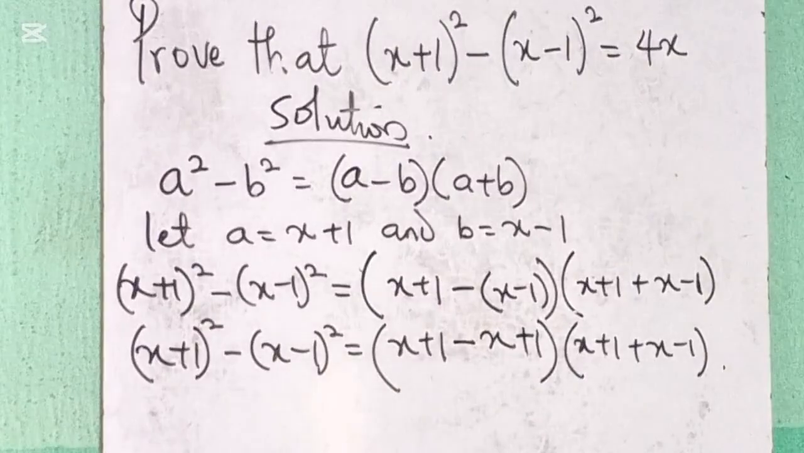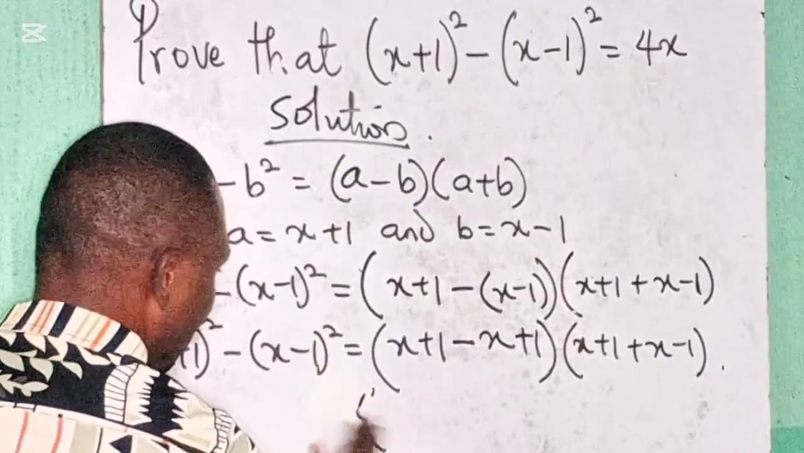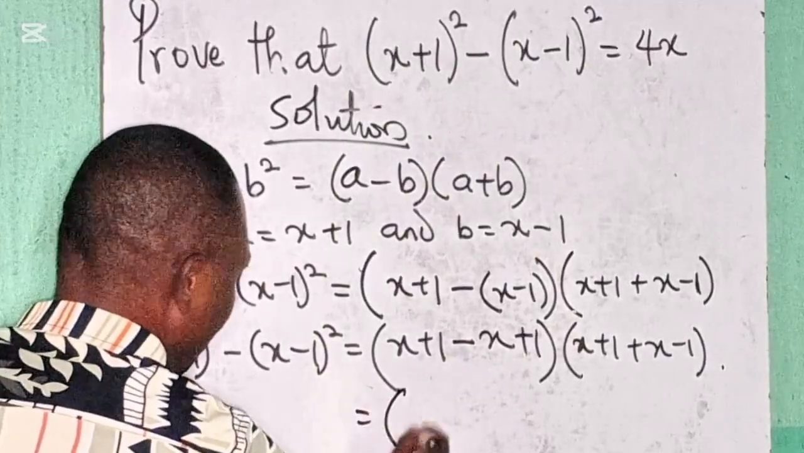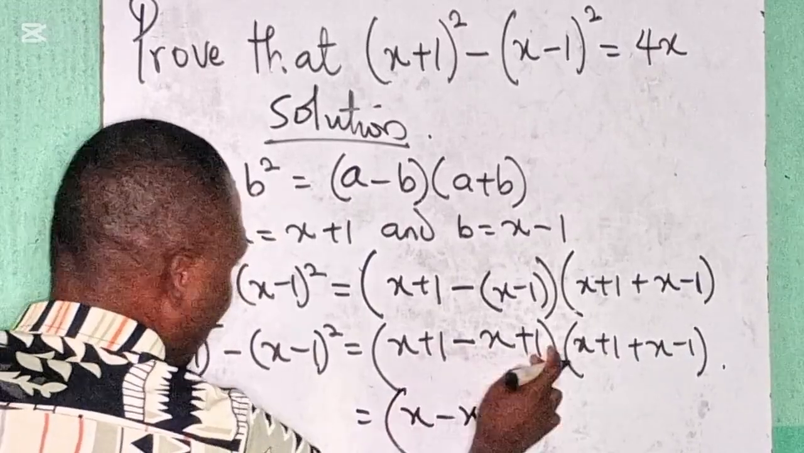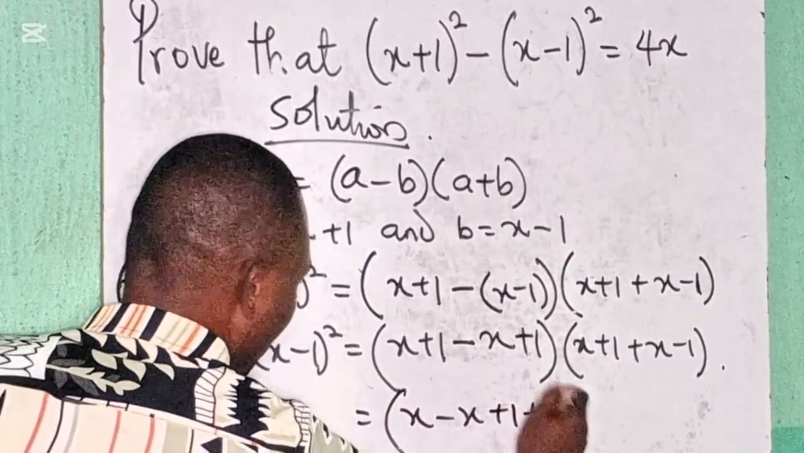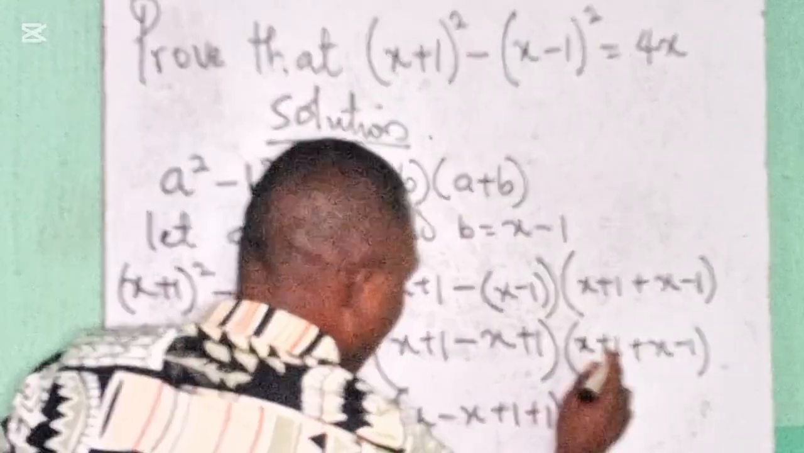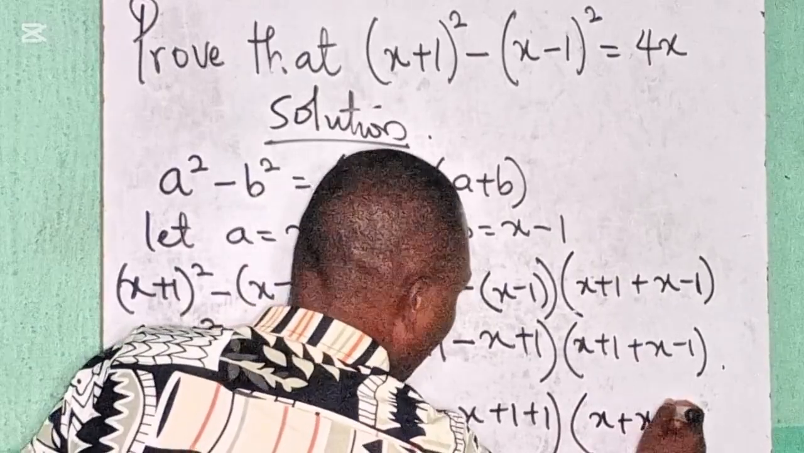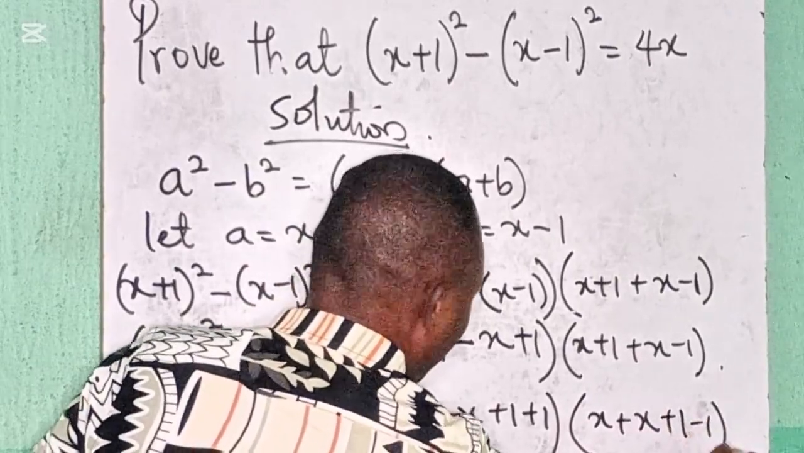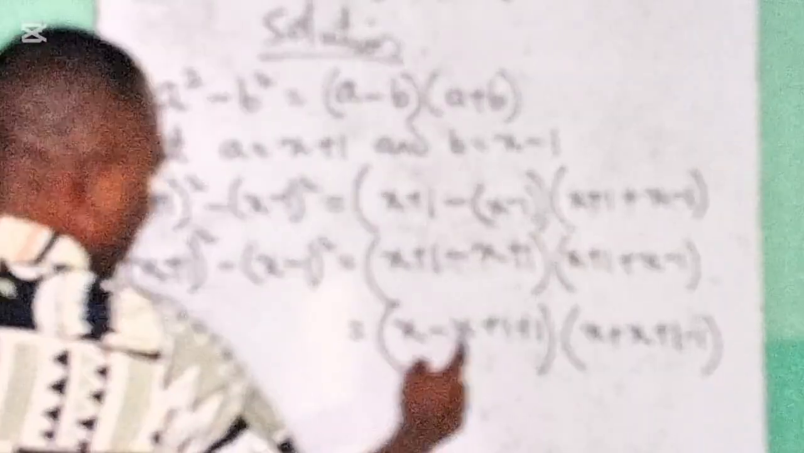Now from here we can collect like terms, okay? So let's bring x and x together. So here is what? This is x minus x, x minus x is 0, then 1 plus 1. Is that clear? Then also from here, it's going to be x plus x, and here is 1 minus 1. Is that understood?